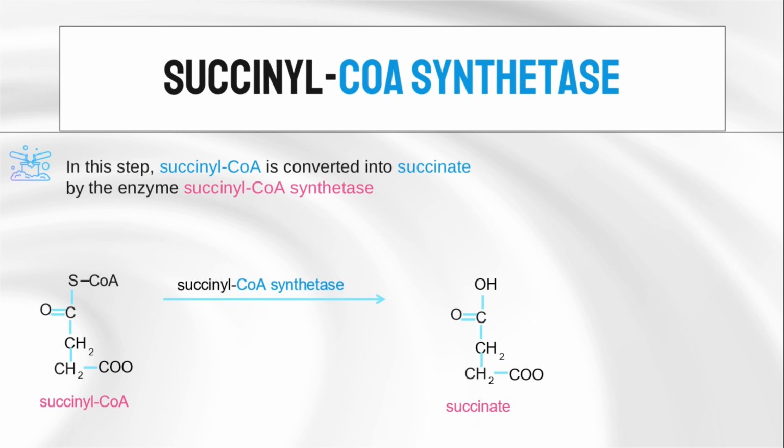During this reaction, a high-energy phosphate bond is formed, which is transferred to GDP to generate GTP, or alternatively to ADP to produce ATP. This is a pivotal moment in the cycle, where usable energy is generated.